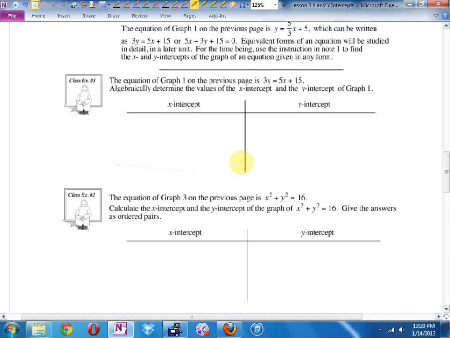So you ready? Here we go. What's the first thing they want me to find? The x-intercept. How do I find an x-intercept? Let y equal 0. The equation they gave me is 3y equals 5x plus 15. Replace the y with a 0.